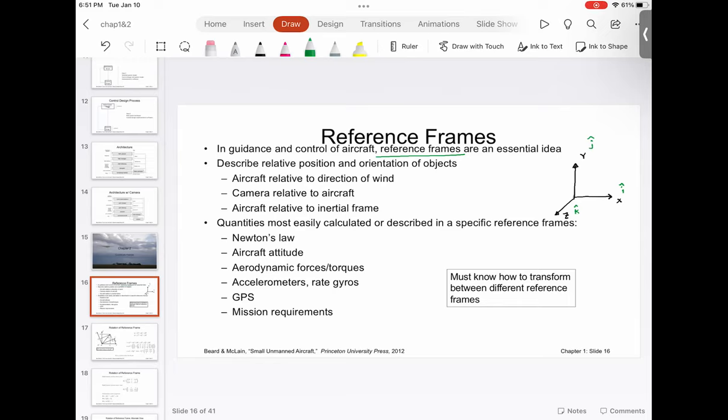can be solved. So it's extremely important to understand what different frames are in the aircraft nomenclature, what are the forces acting on the aircraft, and in which frame those forces are expressed.